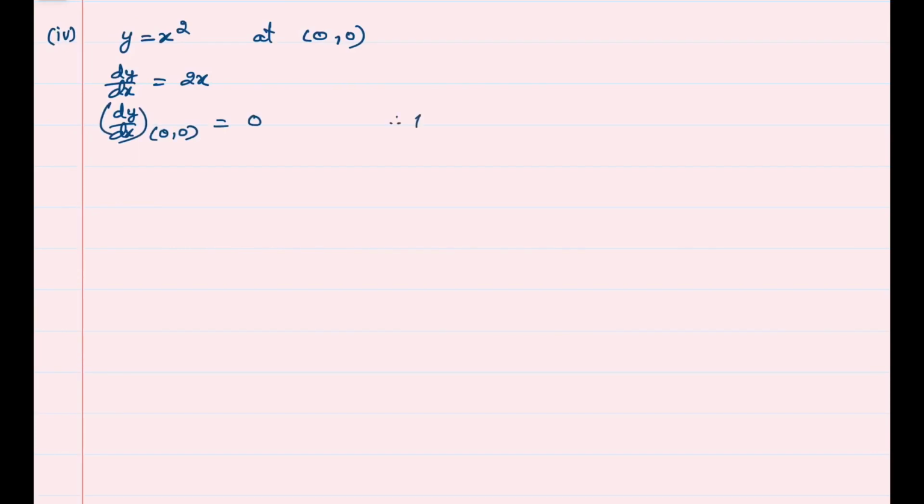Fourth subdivision. The curve equation is y equal to x square and the point of contact is 0, 0. Let us find dy by dx, which is 2x. Now we will find slope of the tangent at the given point, which is 0. Slope of the tangent is 0, that means tangent is parallel to x-axis. Therefore, normal will be parallel to y-axis.